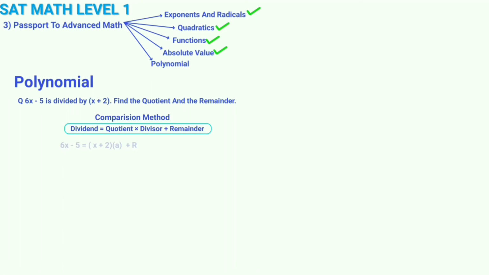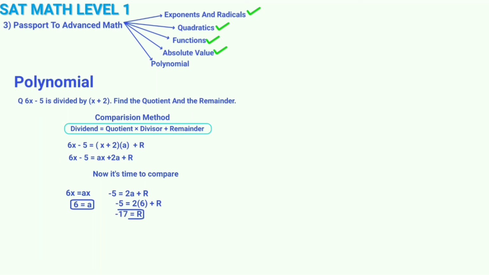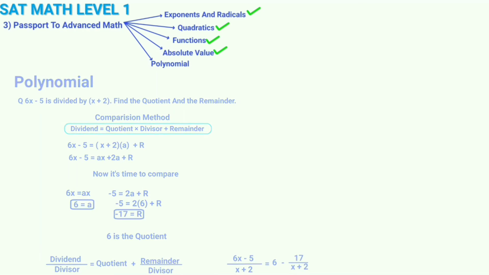You can again use the comparison method. Now it's time to compare. Get the values. Find the value of a and the remainder. 6 is the quotient, and you put it. Okay, and polynomial is done.